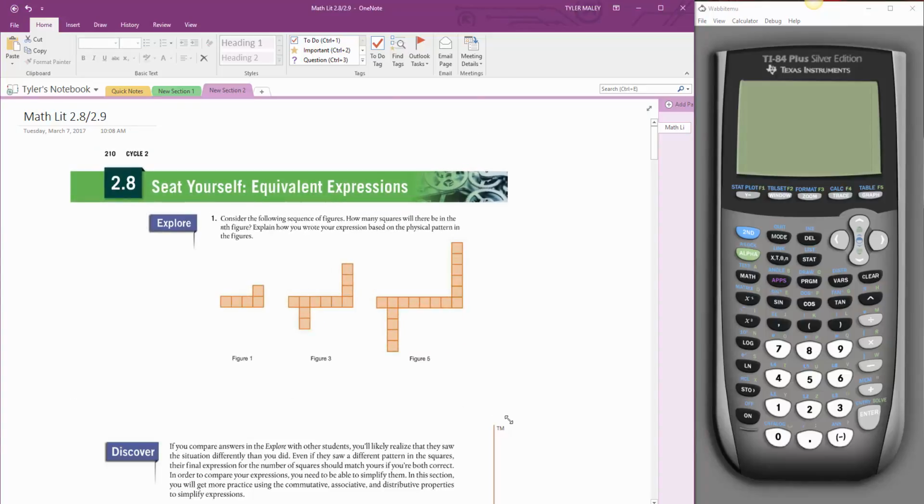All right, so we'll go ahead and get started with the Explore. So with the Explore problem on 2.8, I would urge you to follow along in your book and take notes as you would in class. I'm approaching this more in a lecture style. Granted, we can't do group work, or at least can't do group work as easily online, asynchronously.